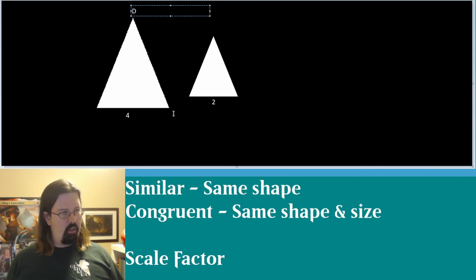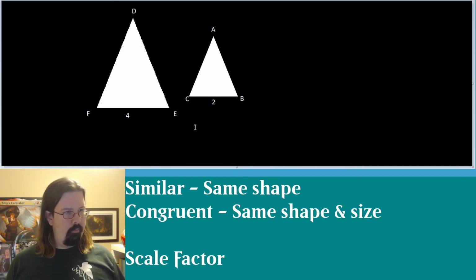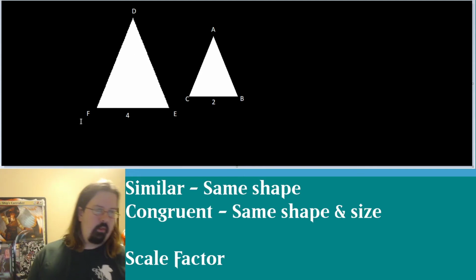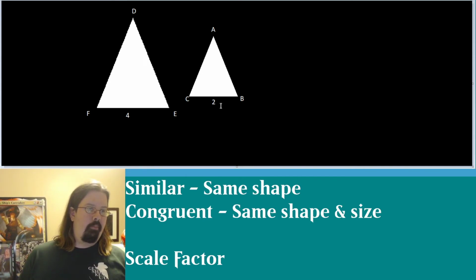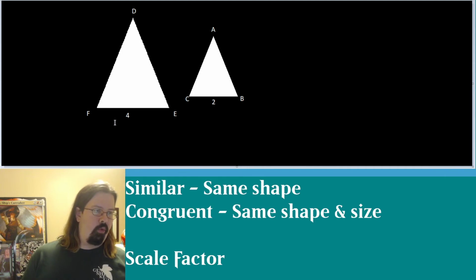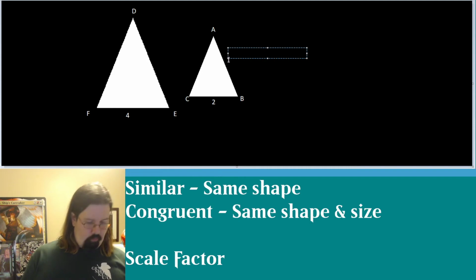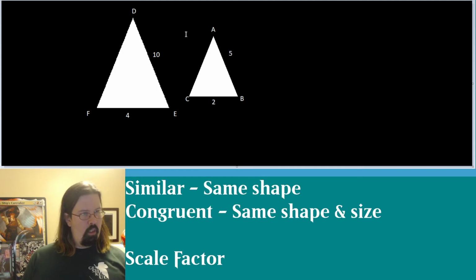So let's say this is D, E, F, and A, B, C. So we have triangle ABC and triangle DEF. All right. So we have these two triangles. ABC has this side, which is length 2, and DEF has this side, which is length 4. And screw it, let's make it slightly more obvious. This is 5. This is 10.